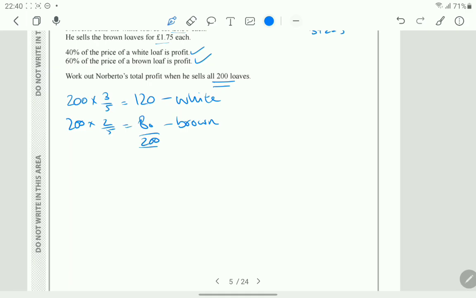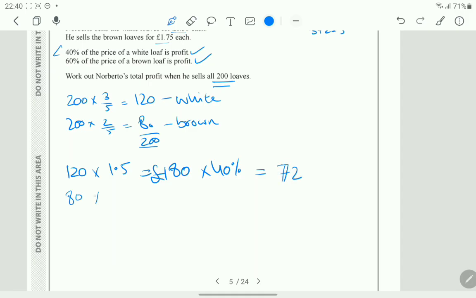So if he sells 120 white loaves for 1.5 pounds each, we get that his revenue sales is 180 pounds, but this is not his profit. 40% of the price of a white loaf is profit, so 40% of 180 would be the profit that Norberto earns from his white loaf sales, and that is 72.